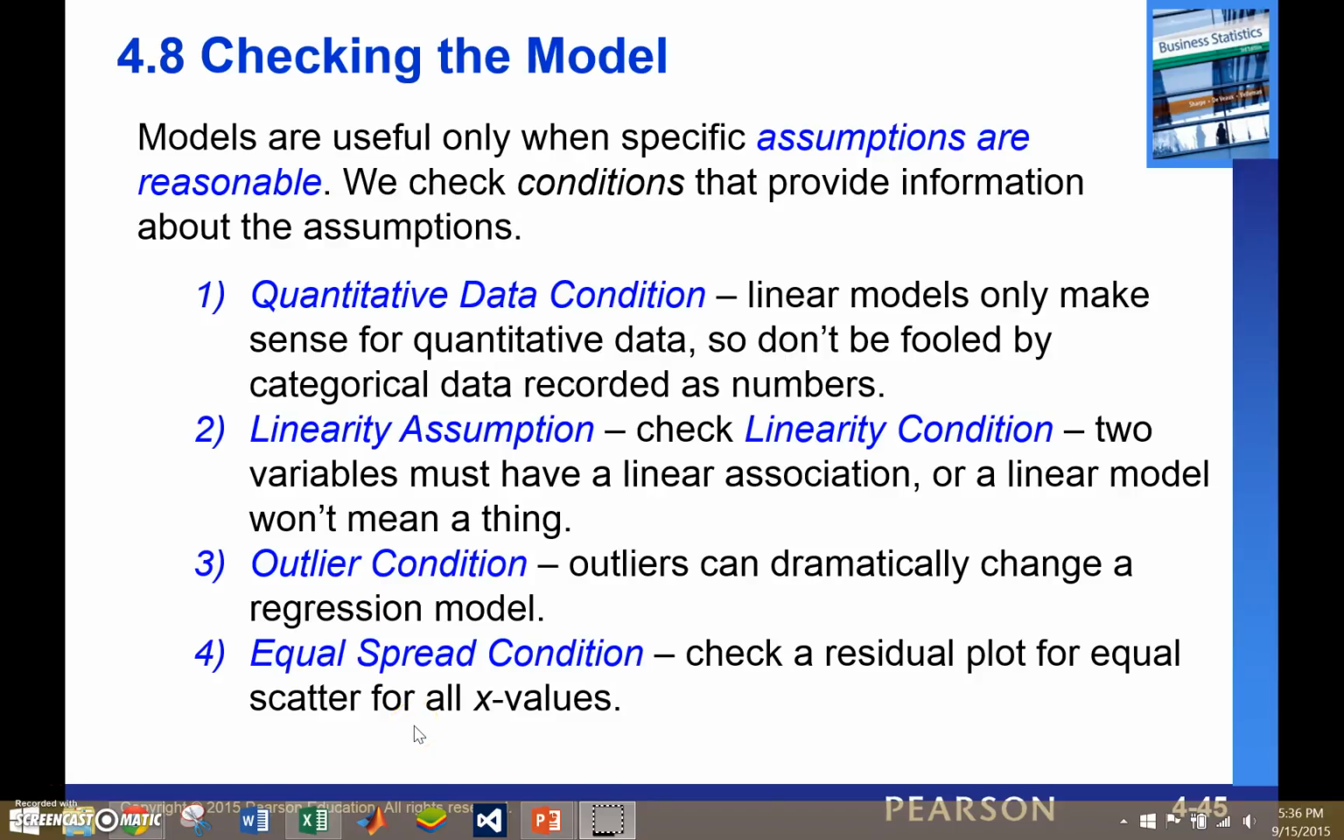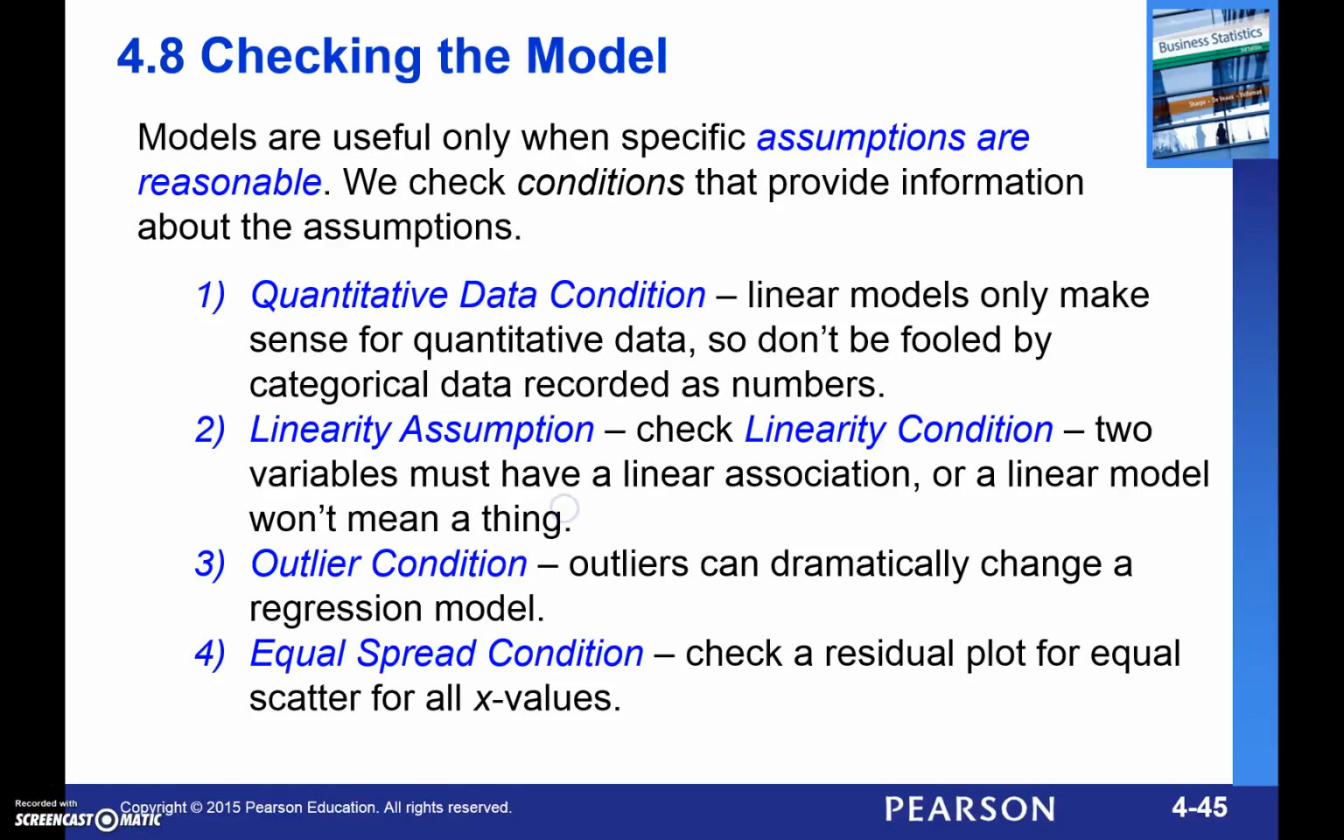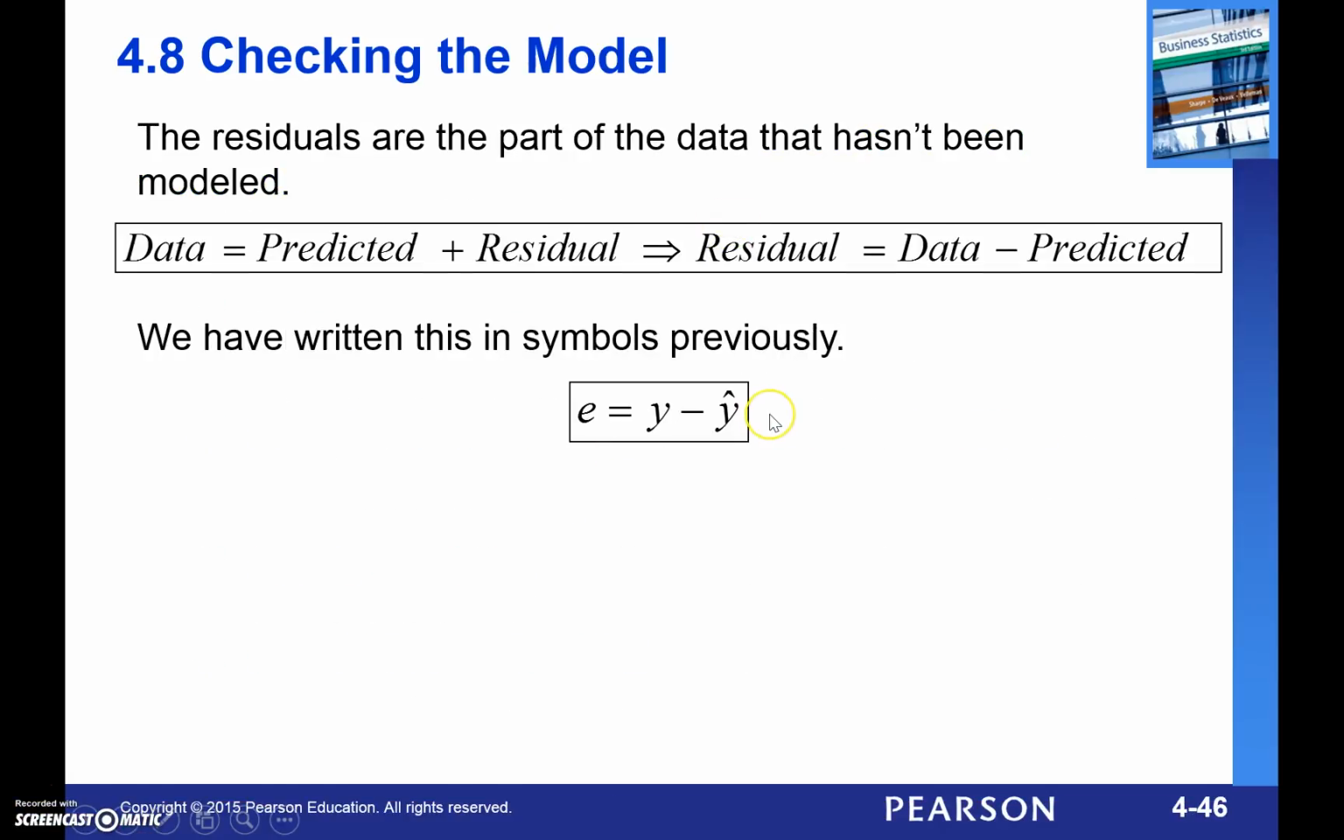And then equal spread condition, that's what we're going to look at here in this section. We're going to check a residual plot for equal scatter of all x values. So we're going to expand on that here in a second. So first off, residuals. We're going to use the letter e for residual. It's equal to our observed y, or our actual y, so that's the data we get, minus our predicted y, so our y hat. We get that from our linear model. The straight line that we fit to our dots produces y hat values, and so we're going to subtract those two.